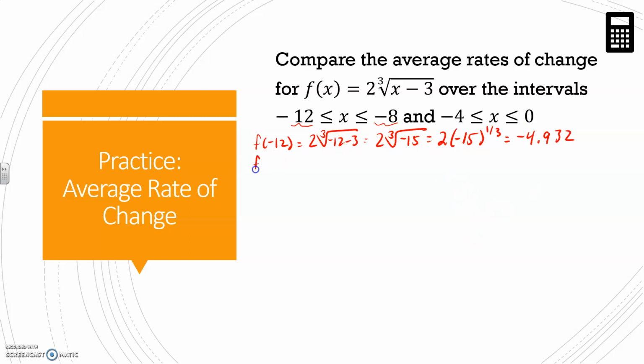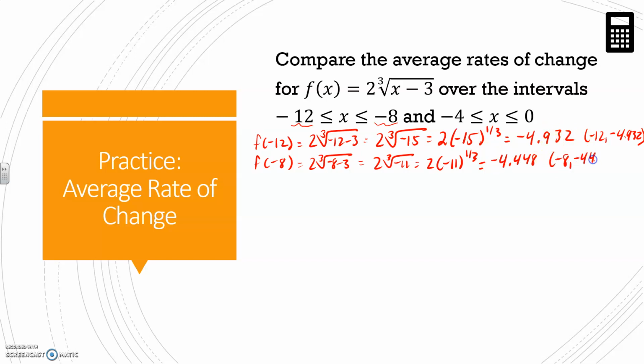Then I have to plug in negative 8. So this gives me negative 12, comma, negative 4.932, out of space. 2 times the cube root of negative 8 minus 3 gives me 2 times the cube root of negative 11. Again, I would type in 2 times negative 11 to the 1/3, and I got negative 4.448, which means for an input of negative 8, I get an output of negative 4.448.